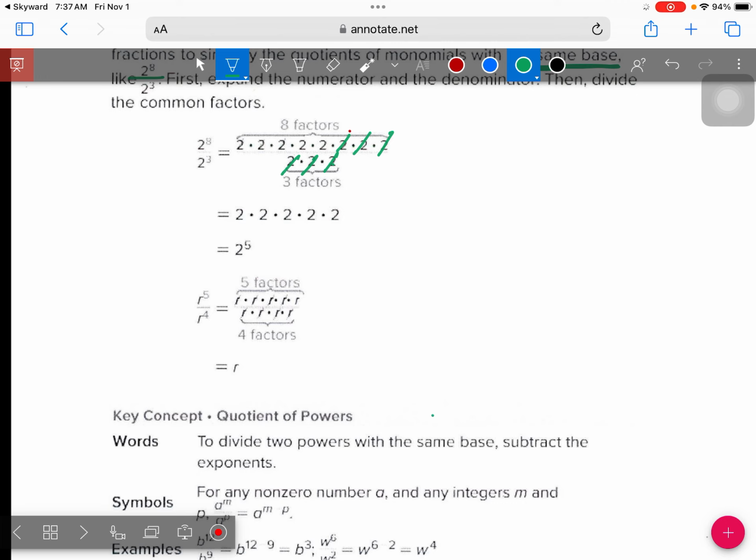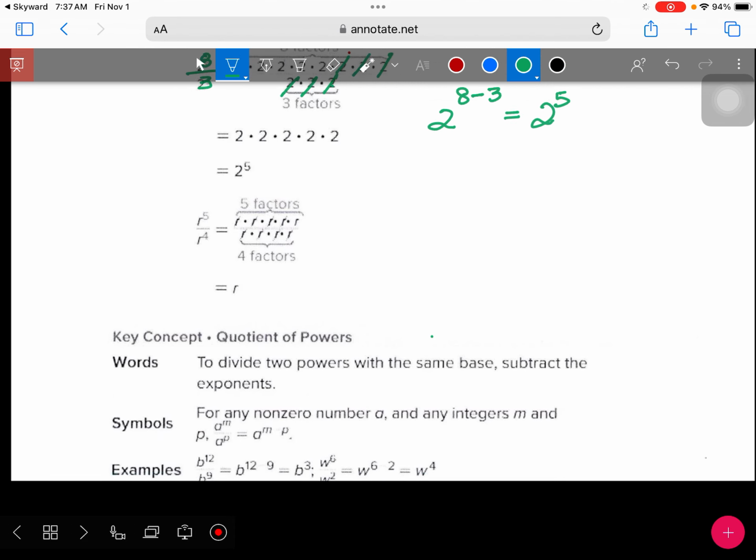Okay? If you started with 8 and the bottom has 3, one way to do that is to actually subtract and say 2 to the 8 minus 3 is 2 to the 5th. So for multiplication with same bases, we add the exponents. For division with same bases in your powers, you are going to subtract.